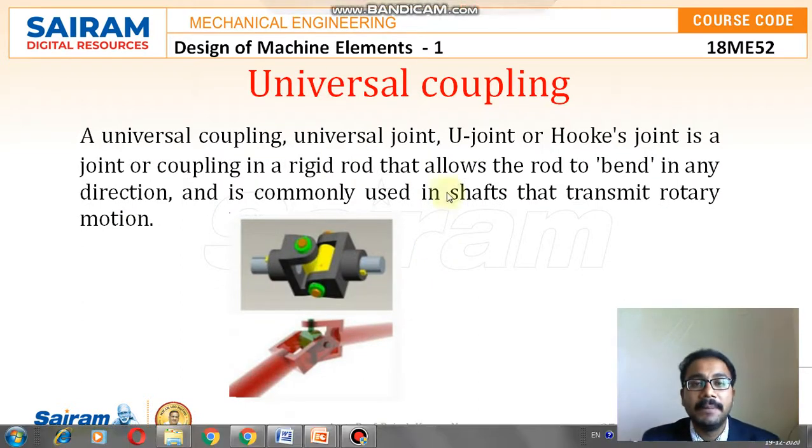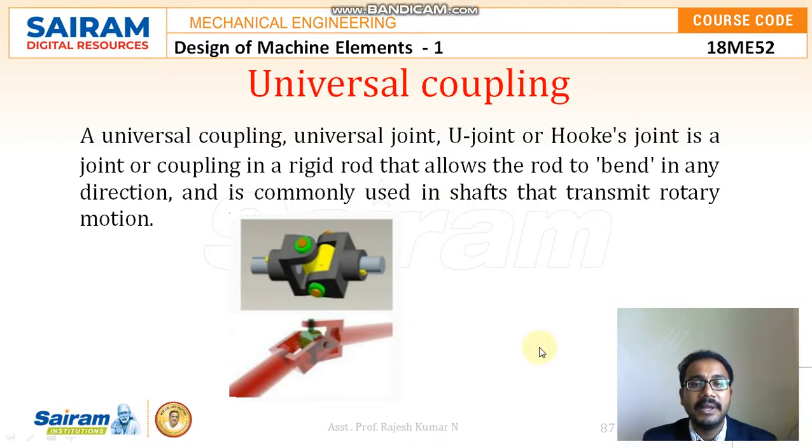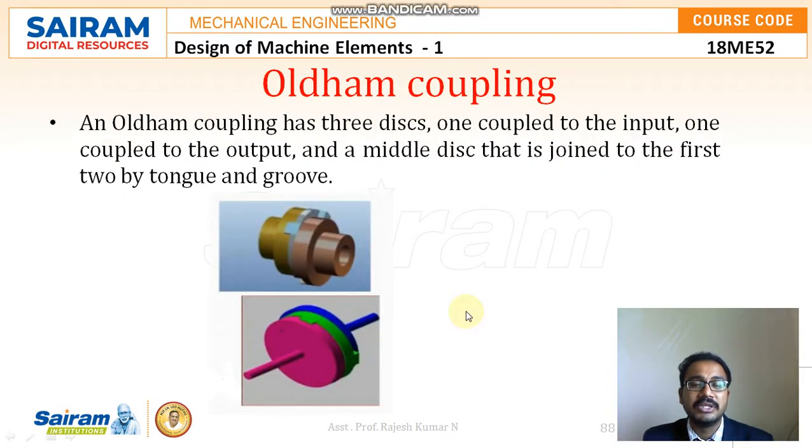A universal coupling, or universal joint, U joint, or hook joint, is a joint or coupling, called by many names, in a rigid rod that allows the rod to bend in any direction, and it is commonly used in shafts that transmit rotary motion. You can see here there is a misalignment in the angle, and there are different sizes and shapes. The shafts may not have the same diameter either. You can see the universal joint, U joint, or hook joint, multiple joints in the images, and there are many common applications related to it.